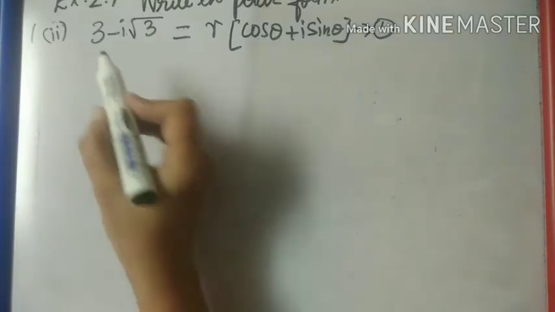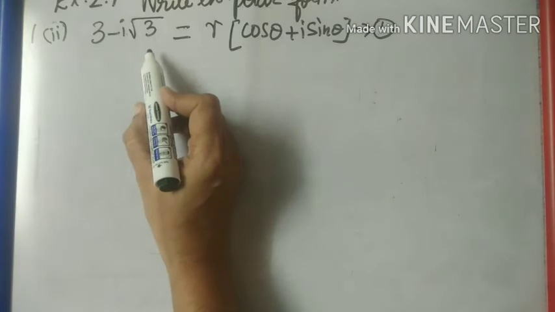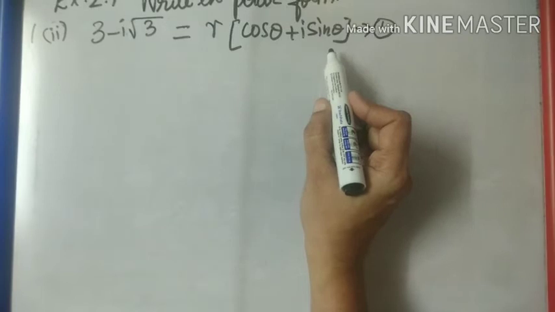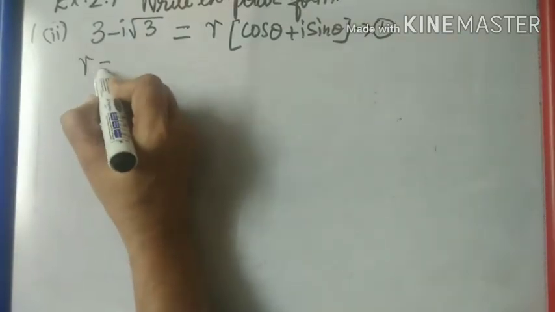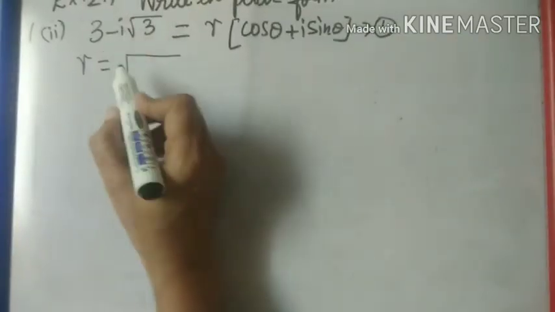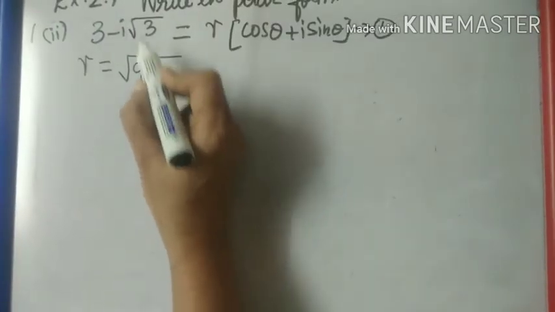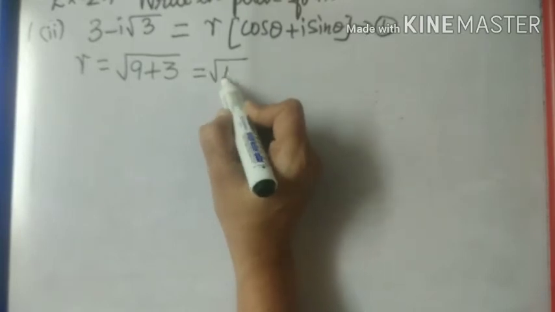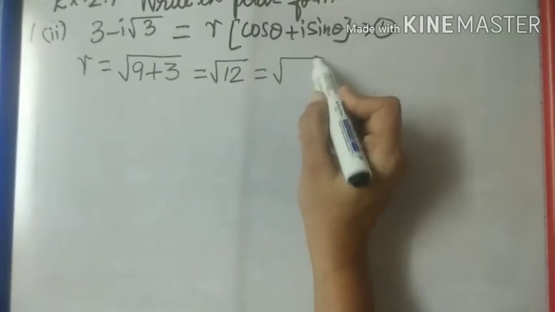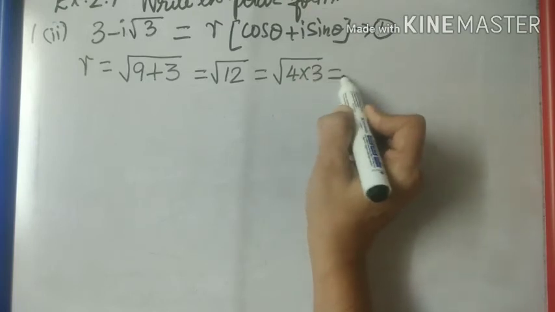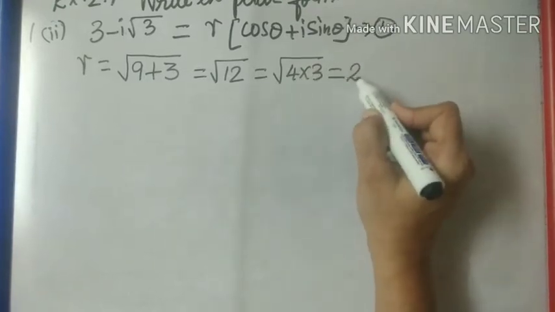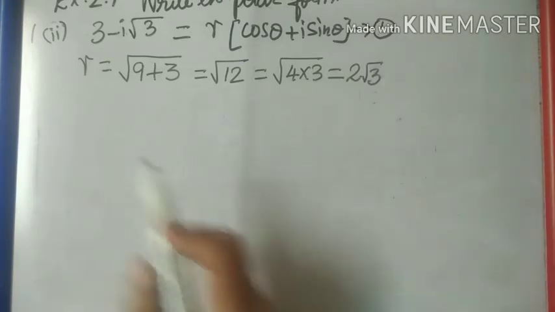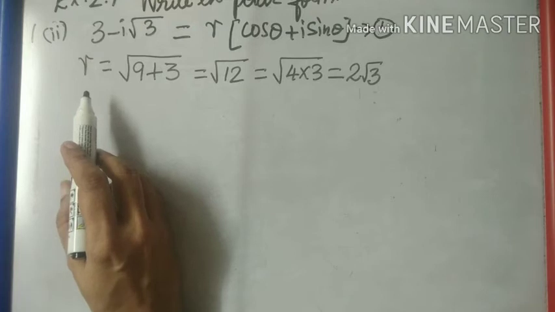Second subsection, 3 minus i root 3. Write it as r into cos theta plus i sin theta. My first step is to find r, root of squares. 3 square plus root 3 square is 3. So my answer is root of 12. 12 can be further written as 4 into 3. So root 4 is 2, root 3 we write as it is. So the first step, finding the modulus, is over.